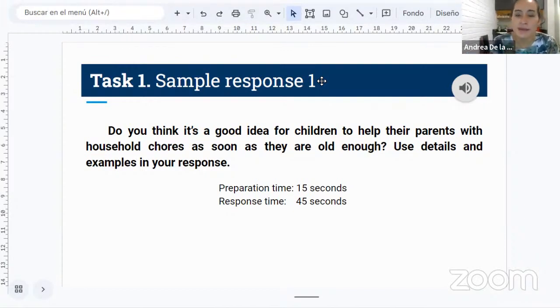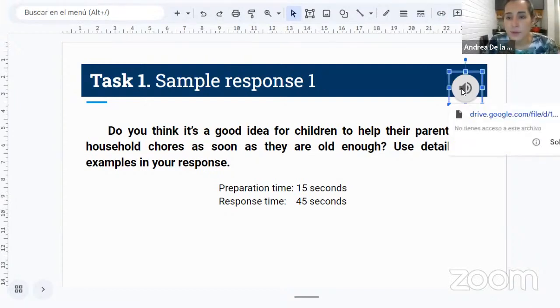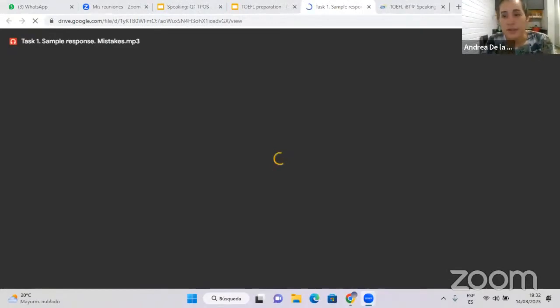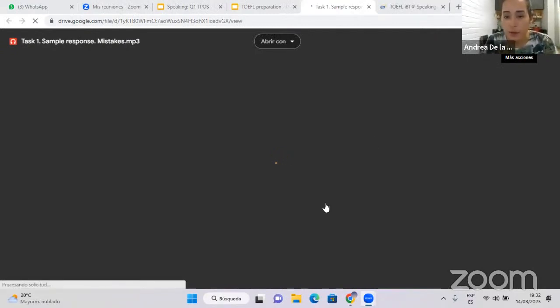You cannot say, well, it depends on their age. Sometimes it's good, sometimes it's bad. I think that it depends on the culture. You can never say something like that, right? You need to choose one side directly. So yes, it's a good idea 100% of the time, or no, it's never a good idea. Okay? Now we're gonna listen to a sample response. And you guys will let me know what you think, okay? This is obviously something that's prepared. It's not something that you can expect to see, but we're gonna use it together to guide ourselves. So please just listen to this, pay attention.